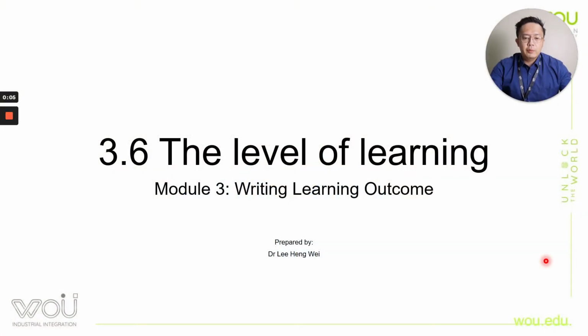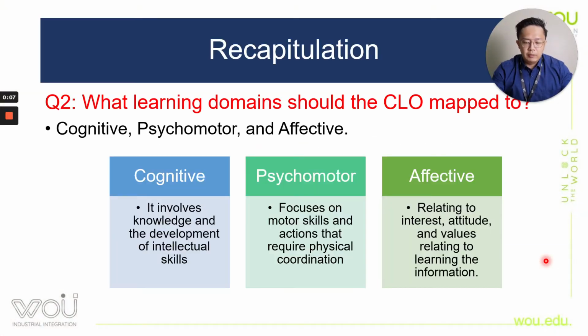But there's another question that perhaps will come into your mind. For a CLO to be mapped to, for example, the cognitive domain, we know that the cognitive domain itself has 6 levels, from remember until create. So how are we going to map correctly to each of the levels within the same domain? This coming video will give you the answer. In this video, we will be discussing the levels of learning.